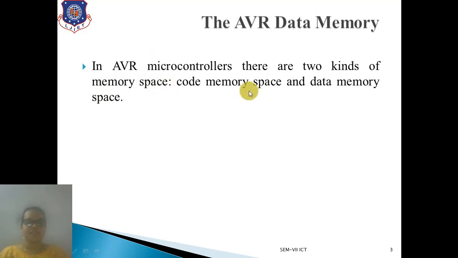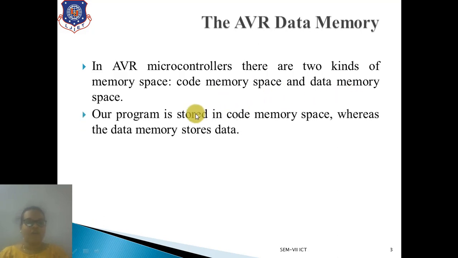So based on this, the AVR microcontroller has two types of memories, that is code memory and second, data memory. Our program is stored in code memory space, whereas the data memory stores the data, right? So two different memories are provided, for storing the code and the data differently.